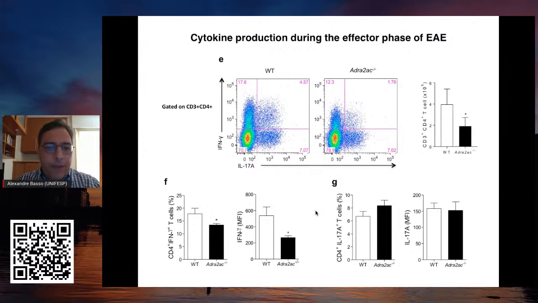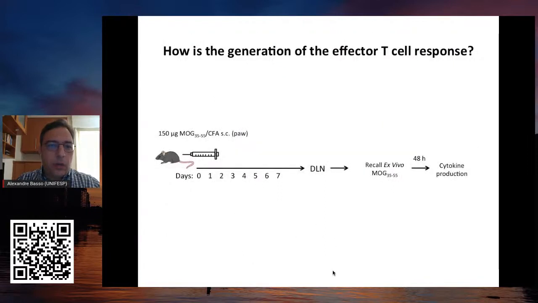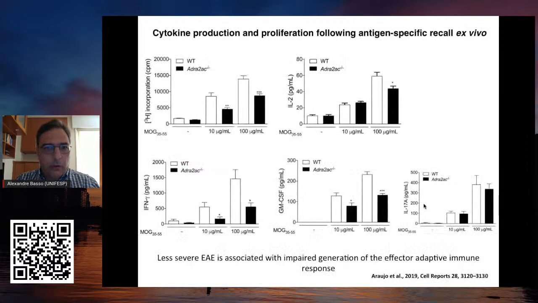But that was about the effector phase of the disease. We wanted to know whether or not, or how, was the generation of the adaptive effector T cell responses that are responsible for EAE. So in order to interrogate that, we immunized animals with MOG35-55 in CFA, and 7 days later we took the cells from the draining lymph node and we cultured the cells in vitro with antigen to check for antigen-specific induced cytokine production and proliferation.